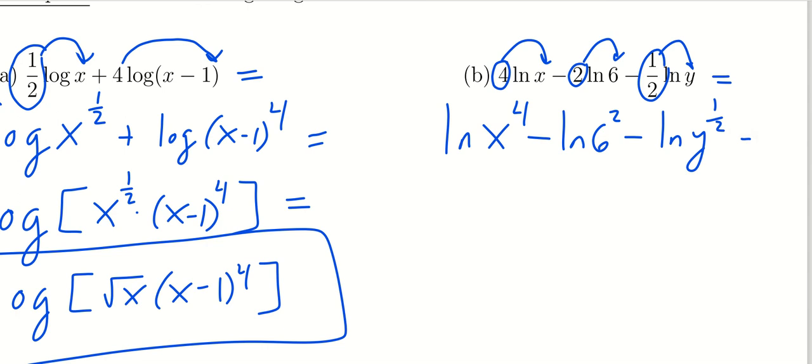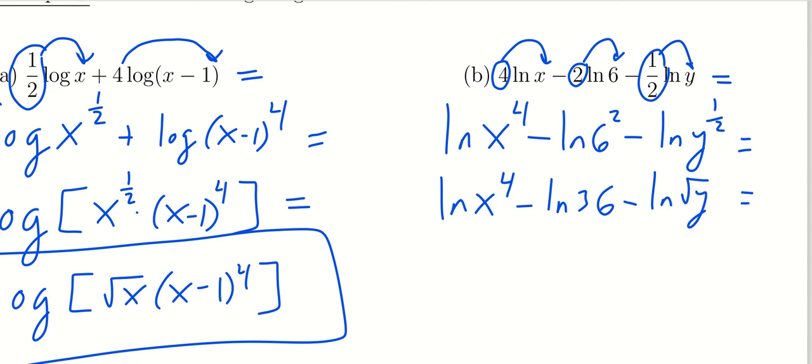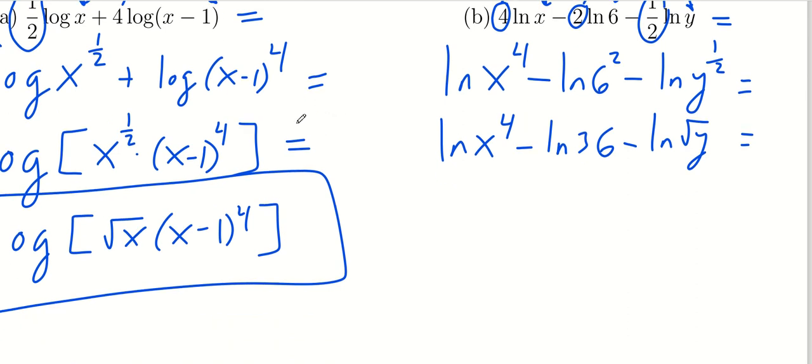And before I do anything else, let me just go ahead here and simplify a little bit. We know that 6 squared, that's simply the number 36. And I tend to like to write y to the 1/2 as the square root of y. Now from here, there's a couple of different ways you can do this. We obviously want to condense these into a single log, and I'll show you 2 different ways to do this. One way would be to follow order of operations.